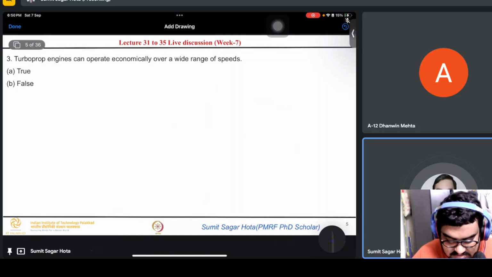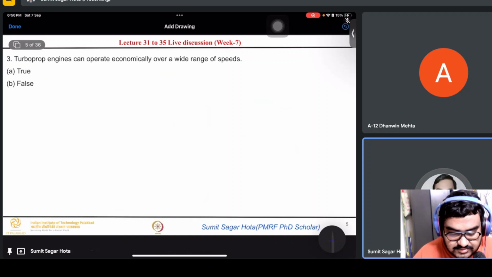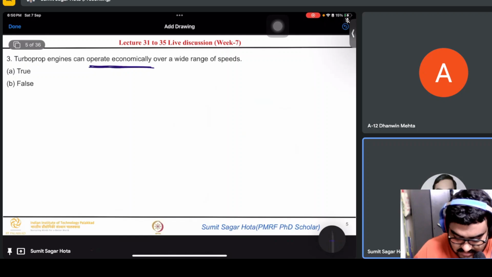The condition is that it can operate over a wide range of speed. Most turbojets and turbofans can operate over a wide range of speed, but the real question is, does it really operate economically? This is important. For the turboprop engine, it can operate economically over a wide range of speed, and what that range is we will see in the later questions.